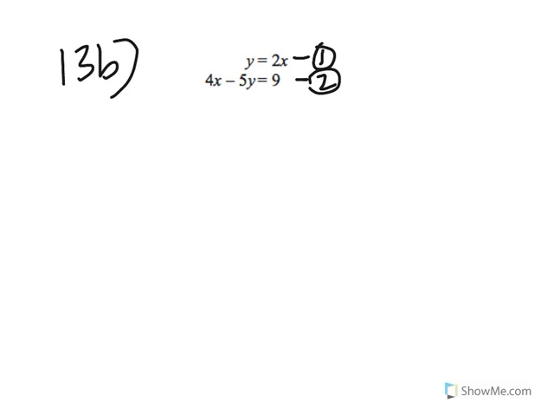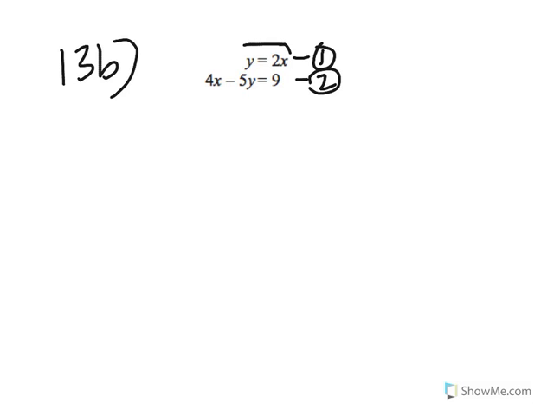Question 13b, you're being asked to solve simultaneous equations. This is pretty easy. In the first equation, which I've labeled 1, y is equal to 2x, and that's what the question tells you. And they've given you another equation, 4x minus 5y is equal to 9. Now these two lines are going to meet at one point. To find out where they meet, there are many methods, substitution, elimination, but what I'm going to do is substitution.